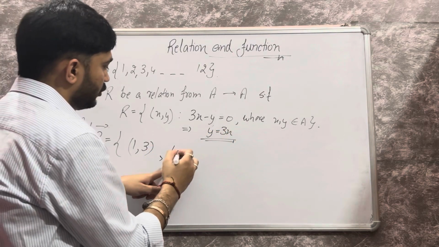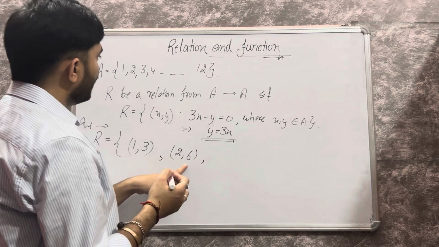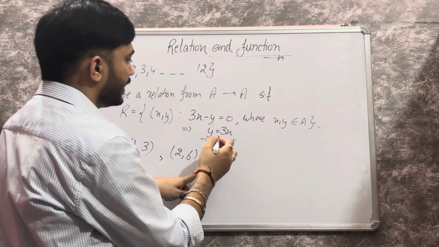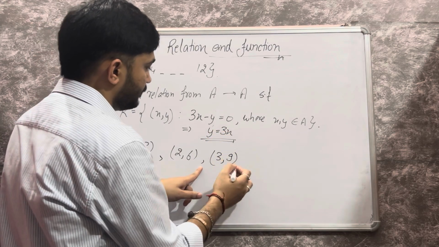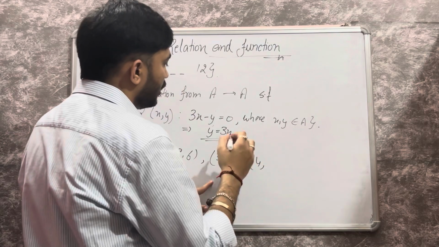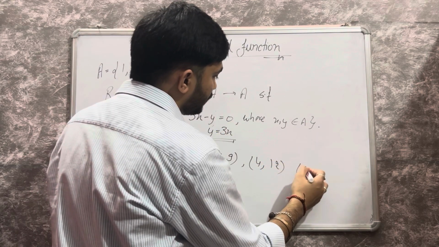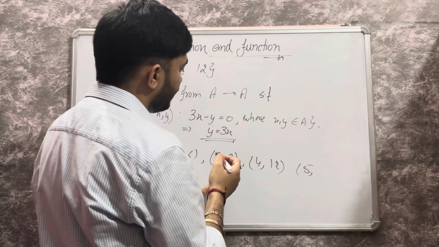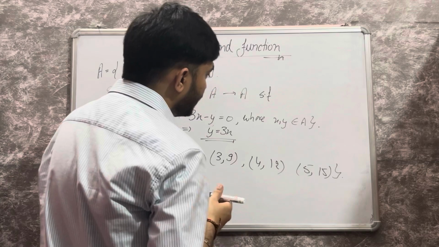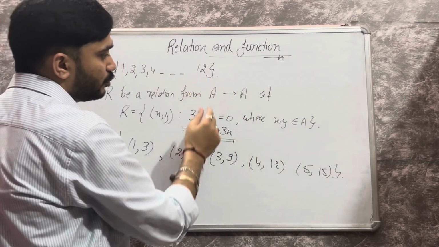If you put the value of x as 2, you will get 3 into 2, that is 6. If you put x as 3, you will get 3 into 3, that is 9. If you put x as 4, you will get 4 into 3, that is 12. If you put x equal to 5, you will get y equal to 15. But here we know that y belongs to A, but 15 does not belong to A.